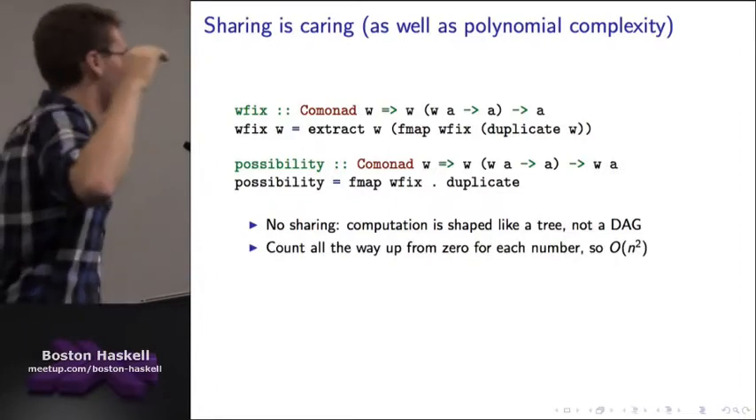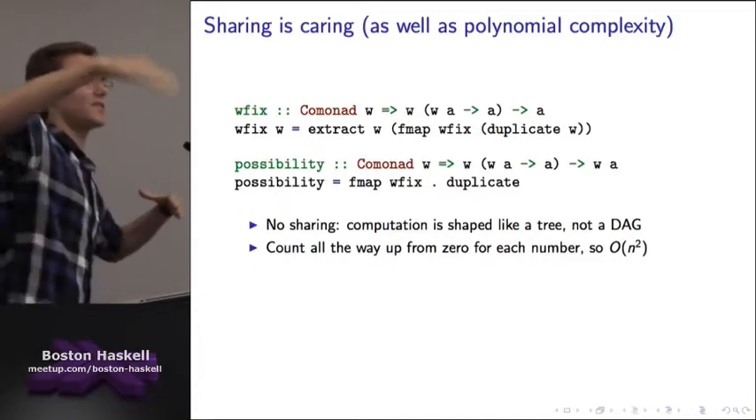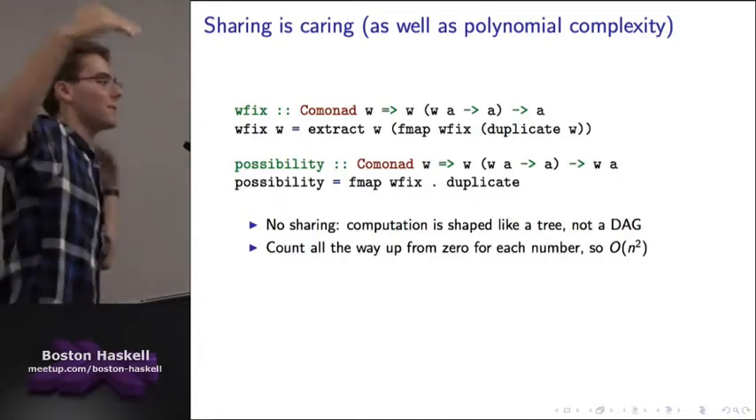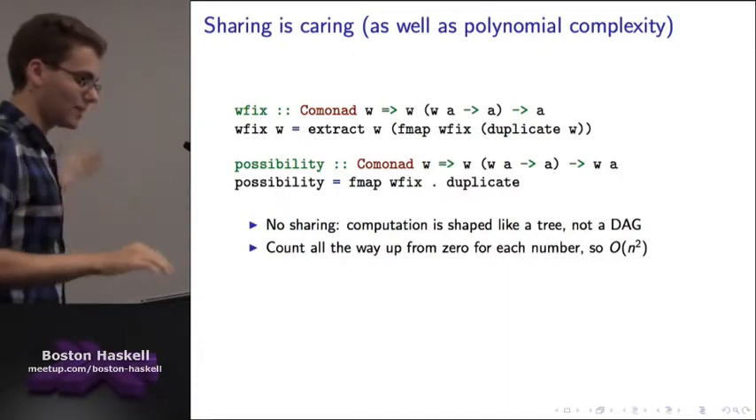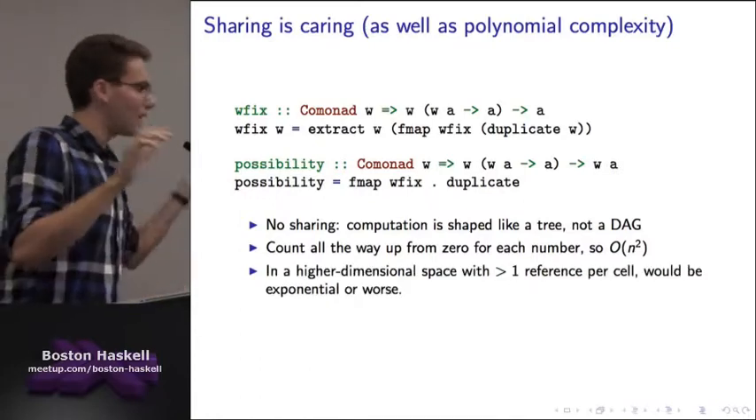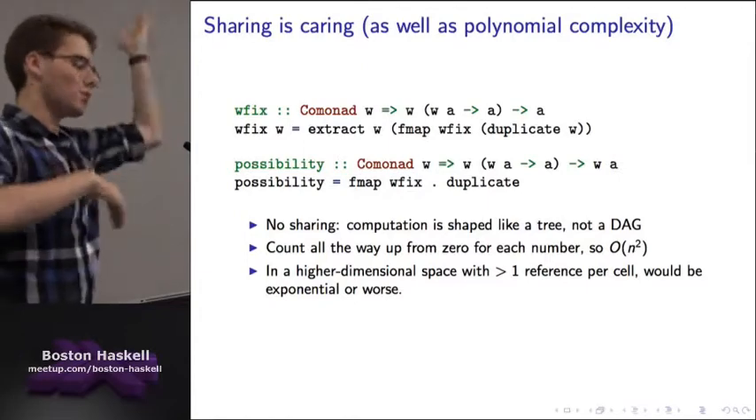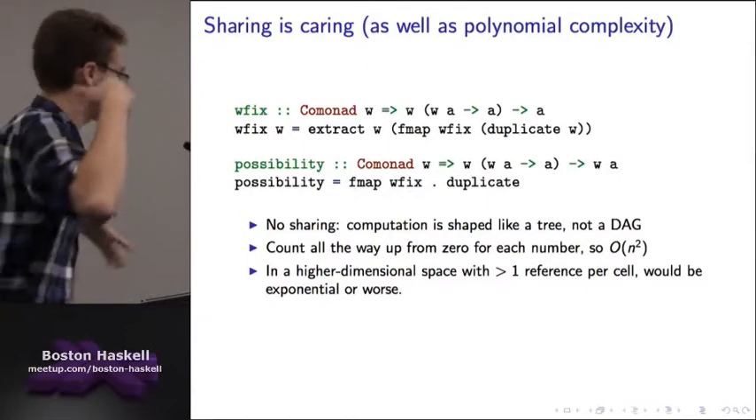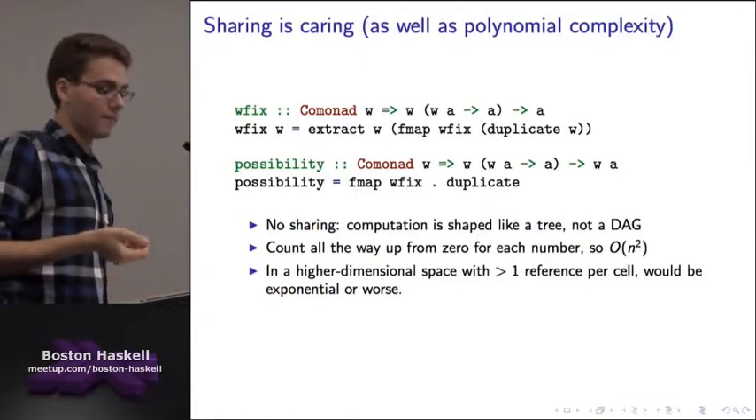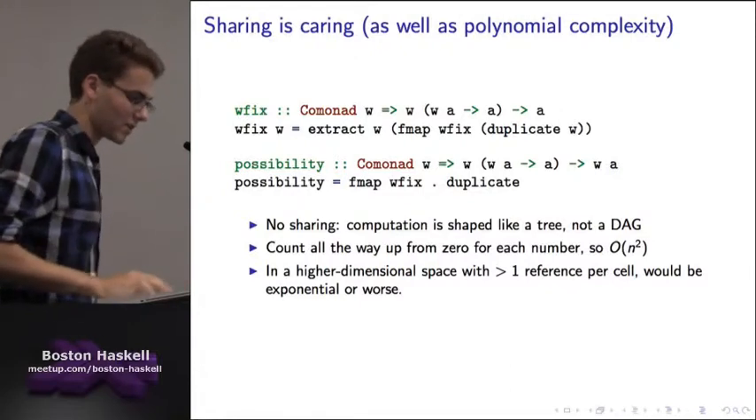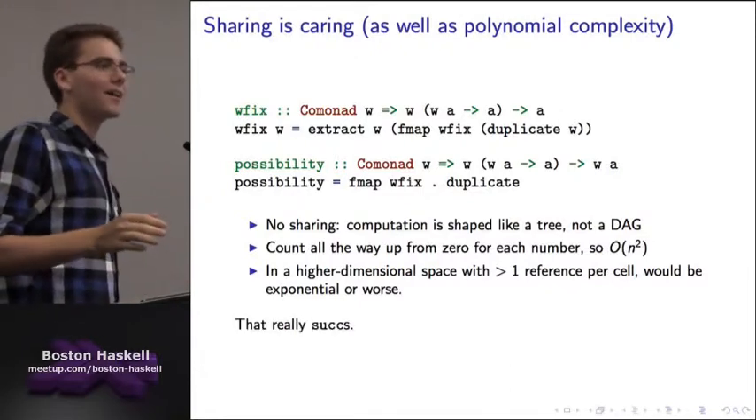So we count all the way up from 0 to get each successive number in our sequence of iterated numbers. So it's at least O of n squared. And in a higher dimensional space, if we had a comonad that was 2-dimensional or 3-dimensional, which is stuff I'm going to be doing later in this talk, the cost would be exponential or worse. So this kind of really sucks.